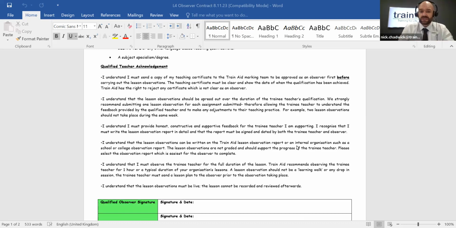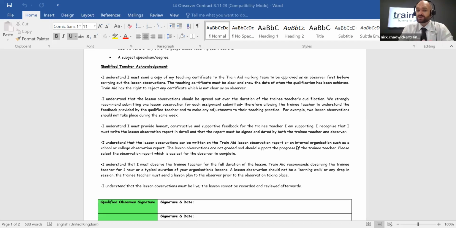Here we have the qualified teacher agreement. So this is a declaration to say that you understand that you must send in a copy of your teaching certificate before carrying out the 3 lesson observations. The teaching certificate that you send to us must be clear.